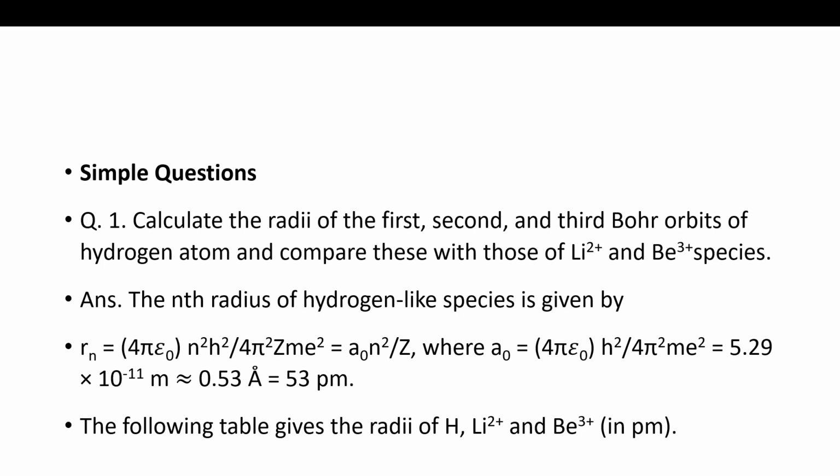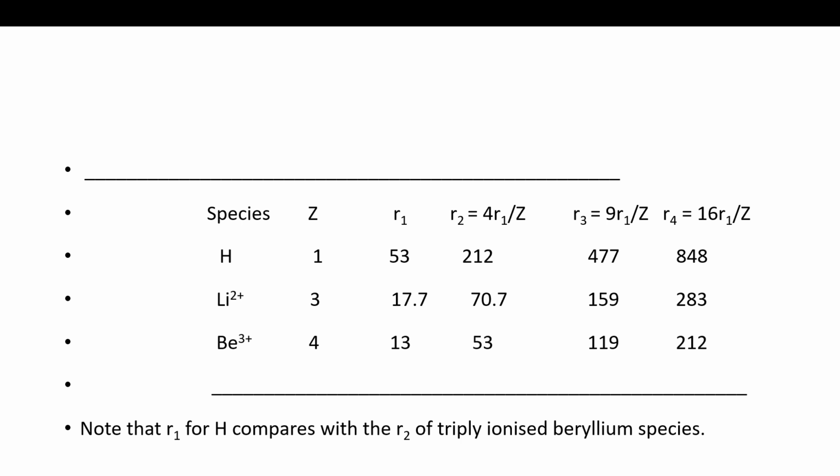Simple questions. Here in this question, we have shown certain calculations. Calculation of radius for first and second orbit of hydrogen atom, and its comparison with those of lithium dipositive and beryllium tripositive species. So we have done the calculation here. The interesting feature is R1 for H compared with the R2 of triply ionized beryllium species.